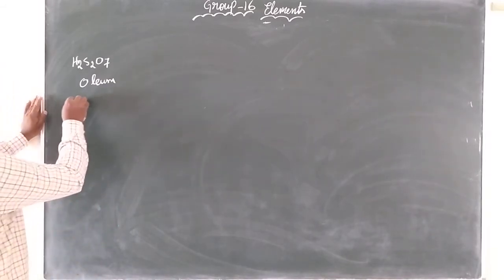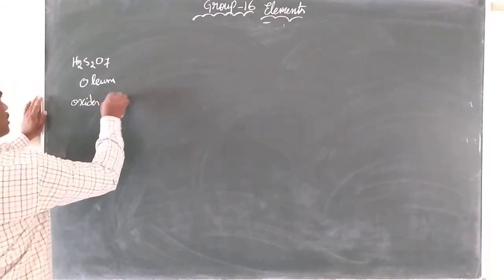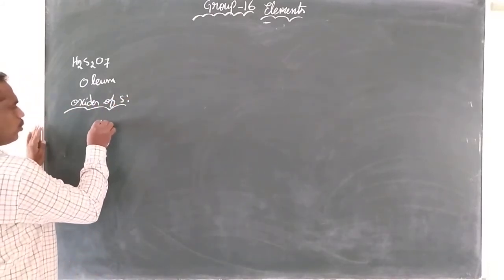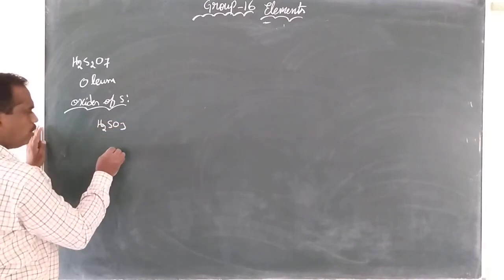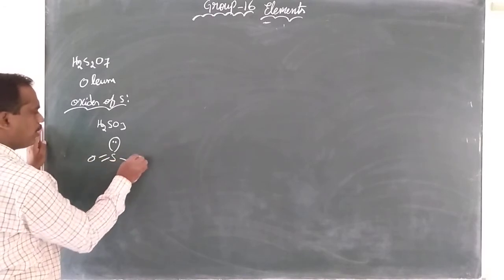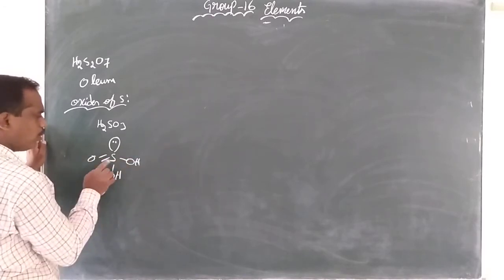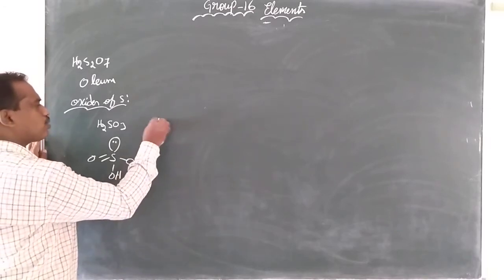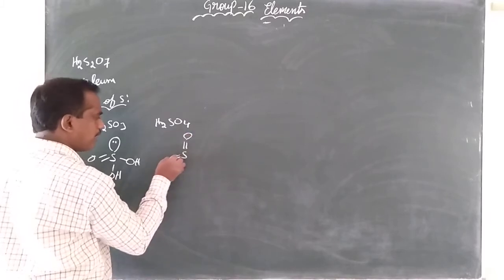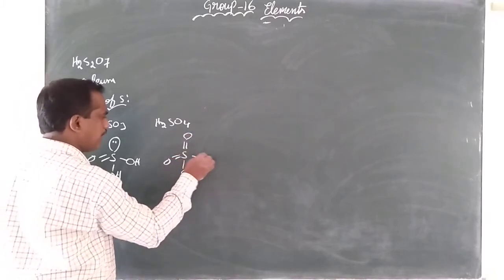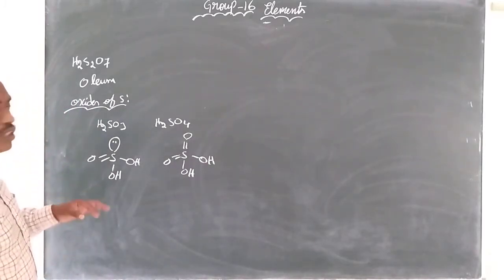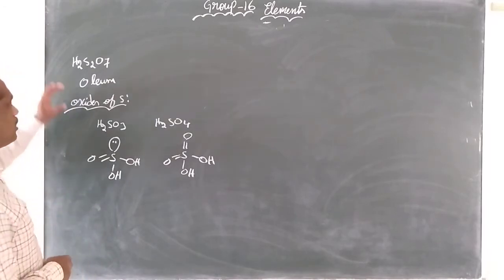Once you see the oxides of sulfur, what are the various oxides of sulfur? Let us start with H2SO3. In this case, a double bonded oxygen will be there, with one OH here and one OH here. Coming to H2SO4, here also a double bond is there, here also a double bond is there, here one OH is there and here another OH is there. Now, if you go in detail, two H2SO4 molecules, when you bring them side by side, will form the oleum.